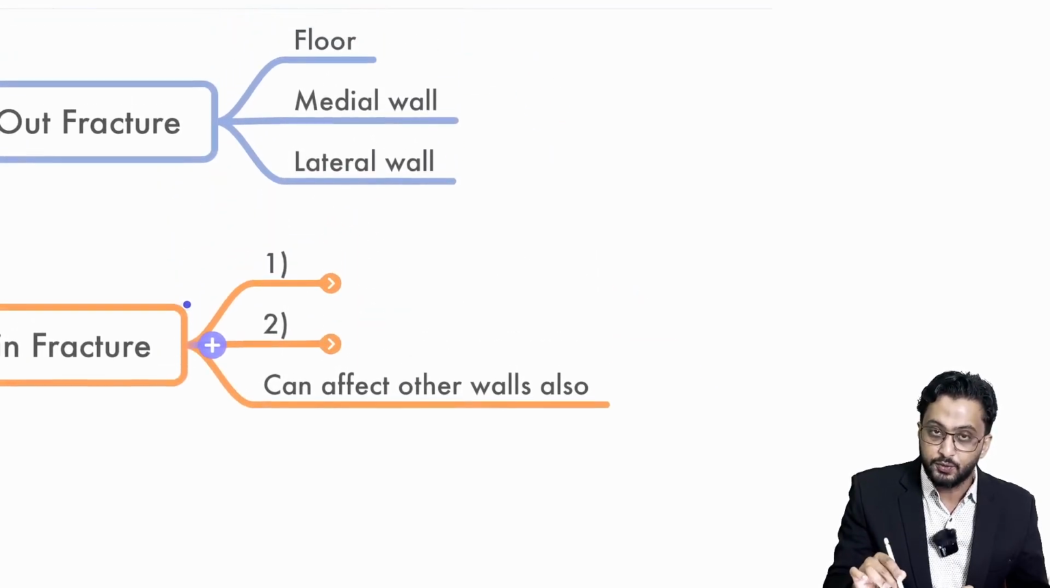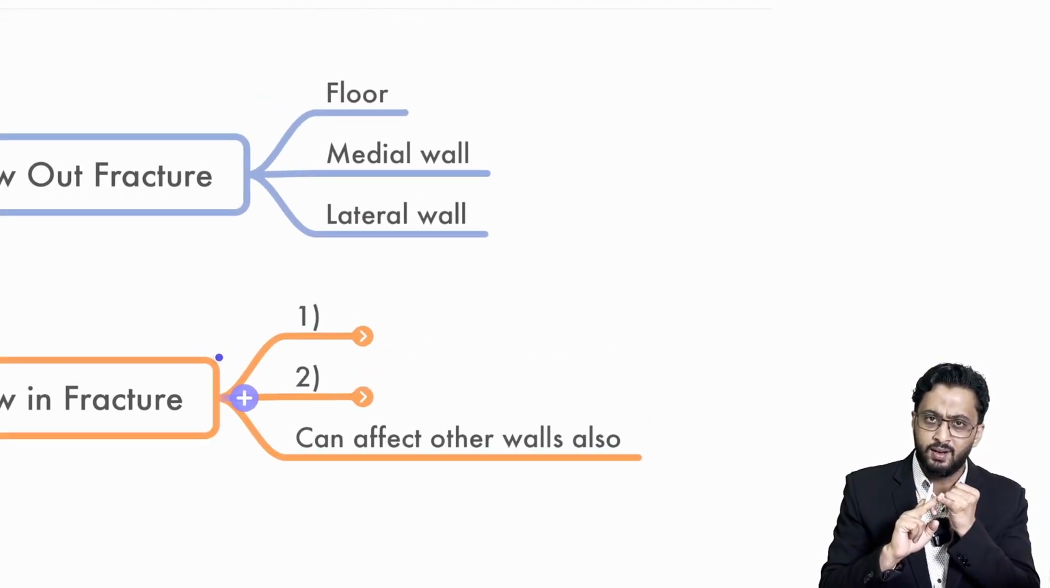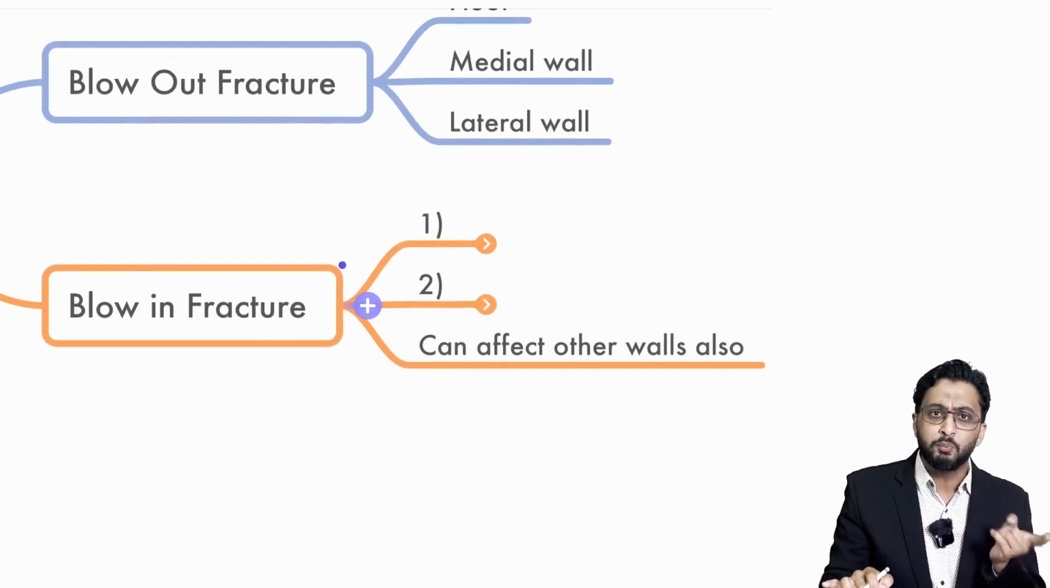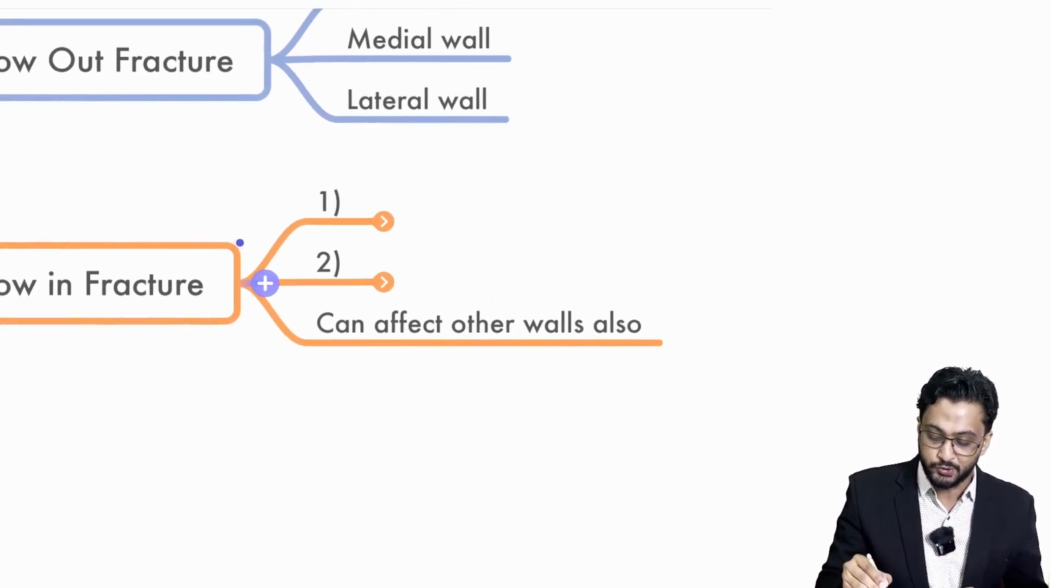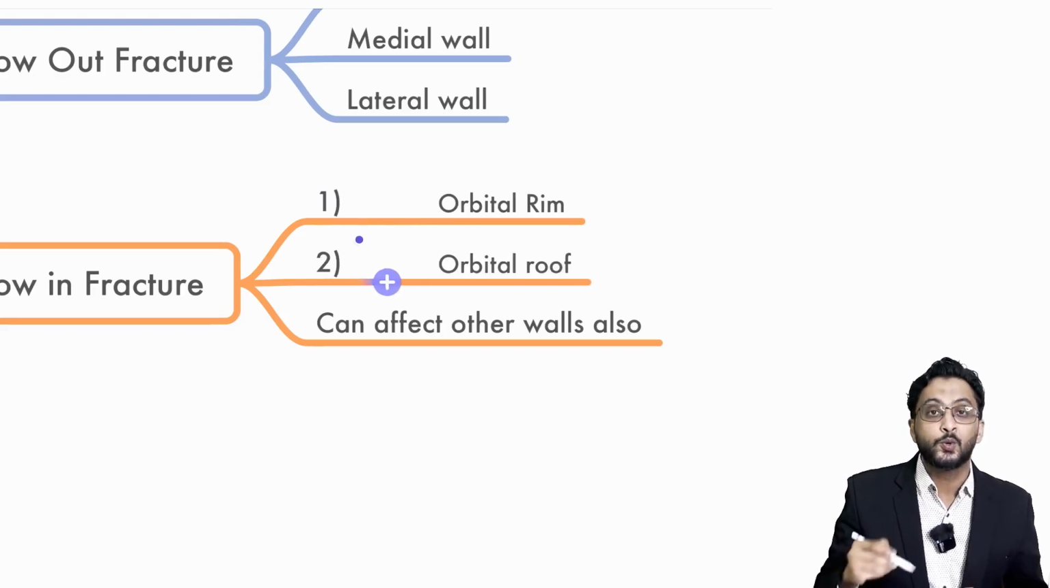Can affect any of these walls. That is a very important differentiating feature. Blow-in fracture can be affecting the medial wall, lateral wall, floor, wherever. Very commonly the floor is involved in blow-in. But what makes a difference? Two structures, as I've told you: the orbital rim and the roof.